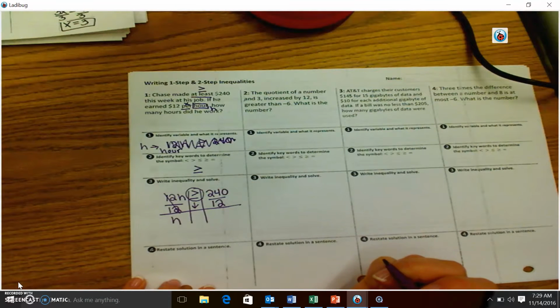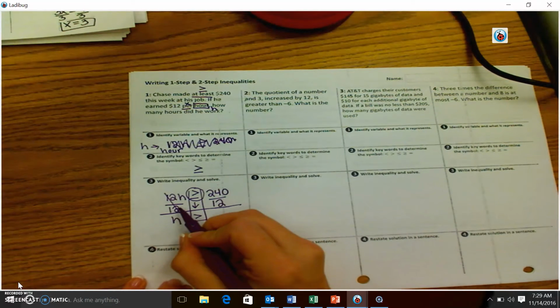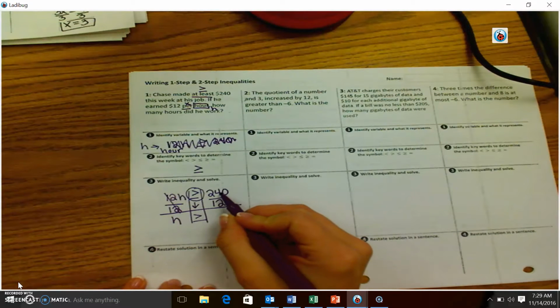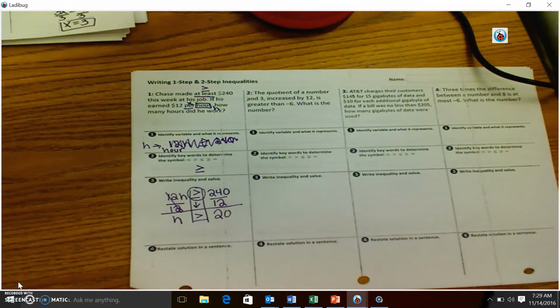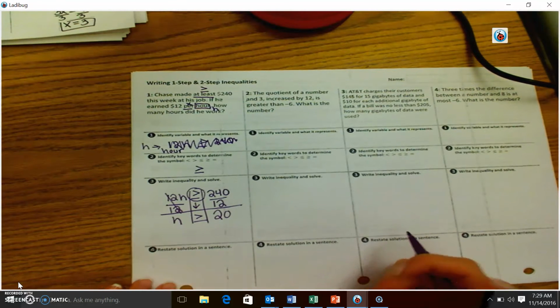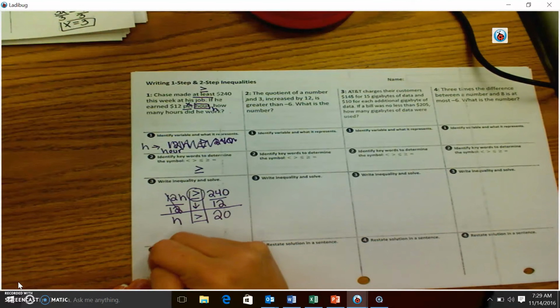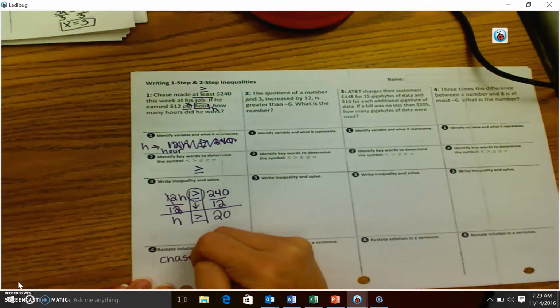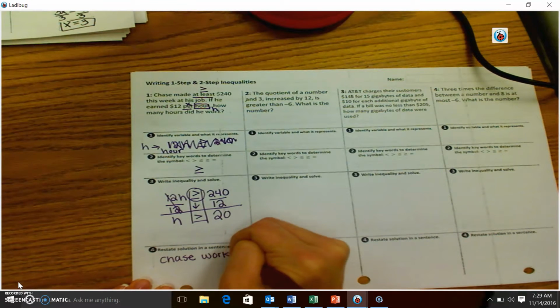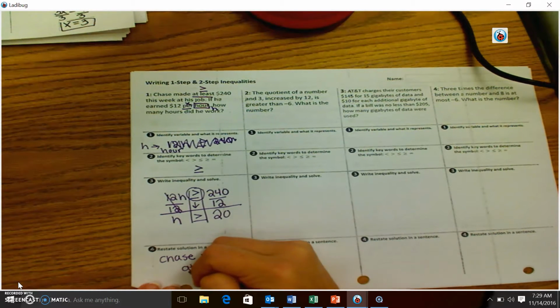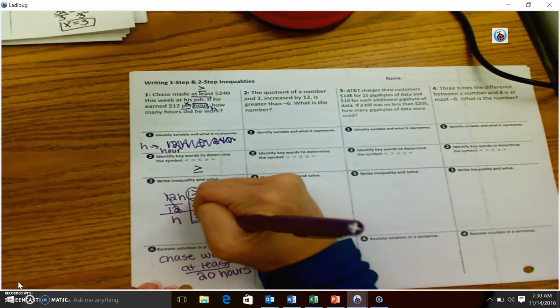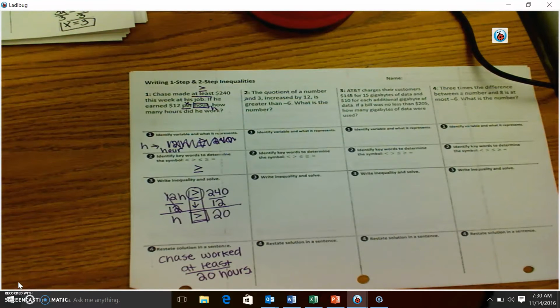Then we just bring down our greater than or equal to sign because we did not divide by a negative number. And then $240 divided by 12 is 20. So we can restate this as Chase worked at least 20 hours. And we need to put that keyword at least because that is what this sign is telling us.